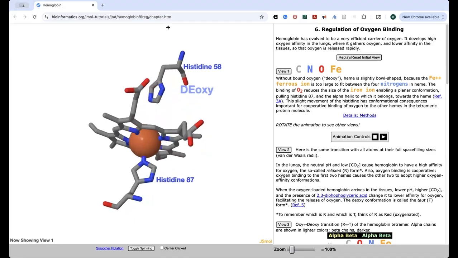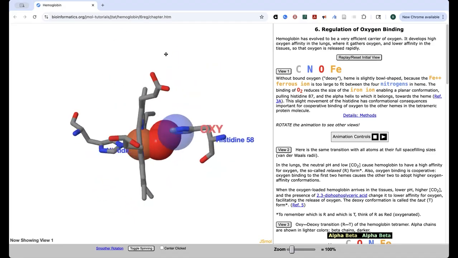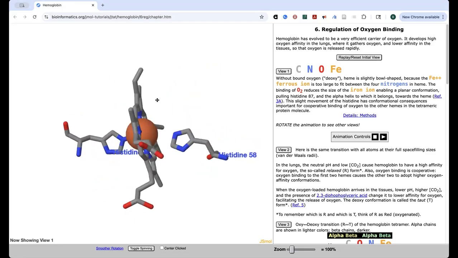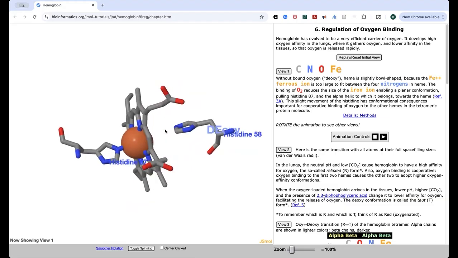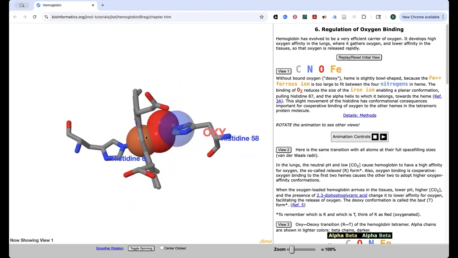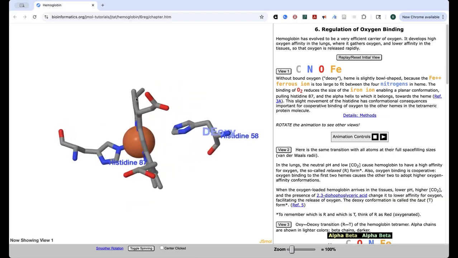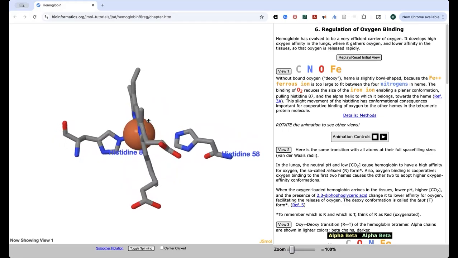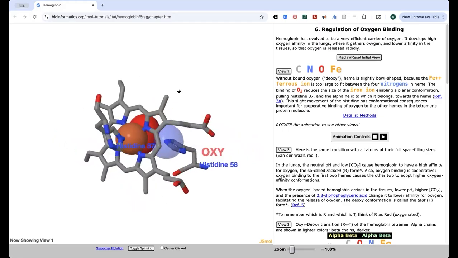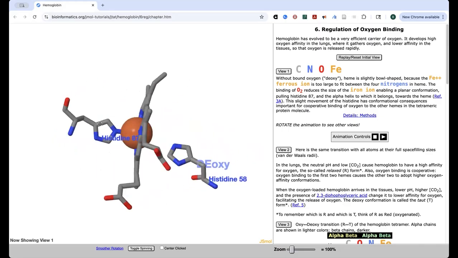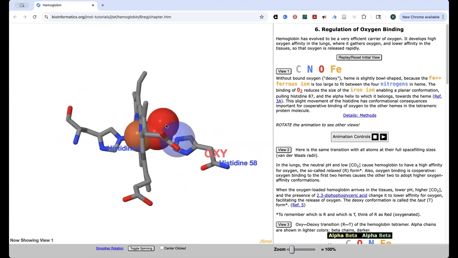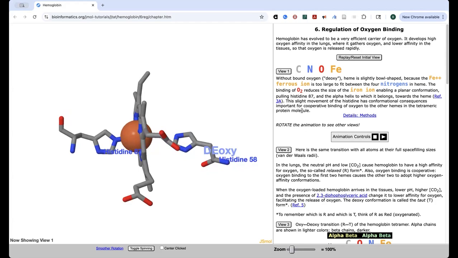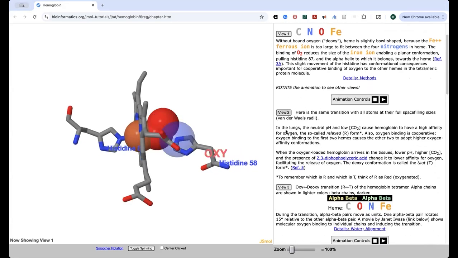You can go through and click on the different views. And so you can see that you have this histidine on one side that's bound to the iron through the oxygen, and a histidine on the other side that's just bound to the iron. And the iron is being held inside this porphyrin ring of the heme. When oxygen binds, it kind of yanks the ring, so you go from a puckered to a flat state.